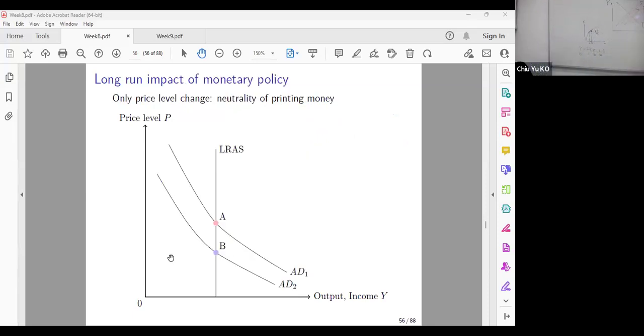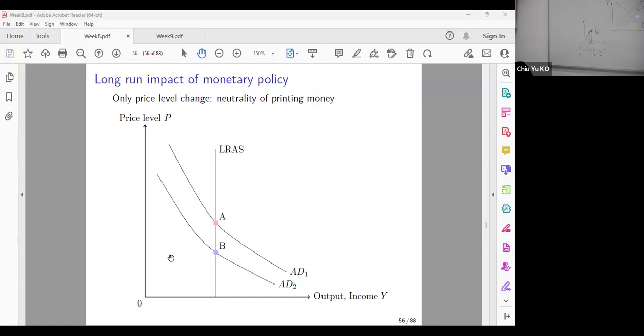Okay? So now, what we have is what we call the neutrality of money. We are with the B, so suppose we have B here. Now the government prints more money. What happens? In the long run, you go to A. Nothing changes. Printing more money in the long run cannot boost the production.